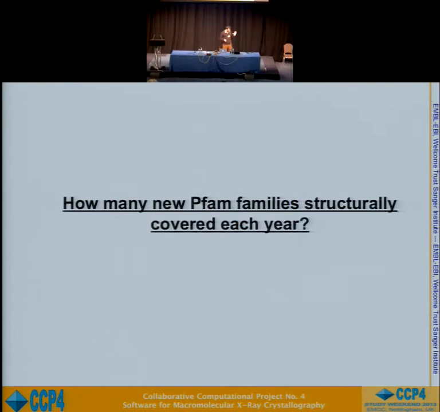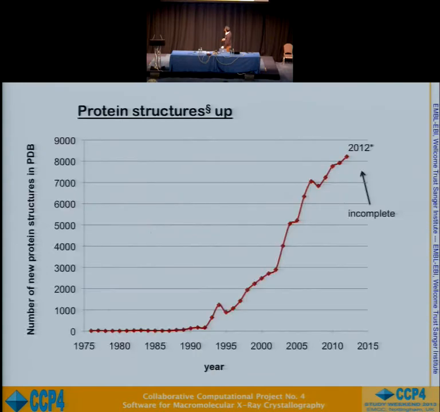Now, the hope is that, of course, the number of structures per year is going up. This is a graph. It's slightly incomplete, so there's maybe a month missing for 2012, so it will be a bit higher. But the number of structures, protein structures, and here I also include structures that are complexes, protein and nucleic acids, is going up.